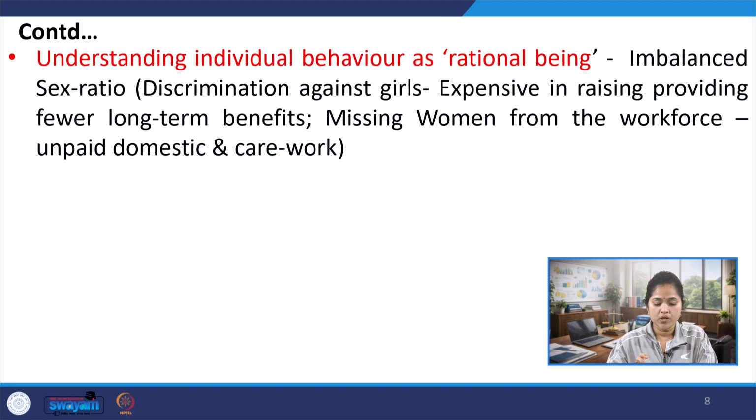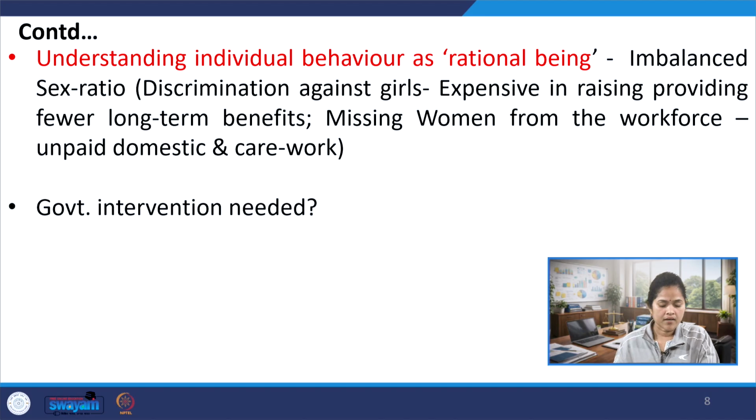Now when we find this particular behavior, that is individual behavior, by taking this decision the individual thinks that he or she is behaving rationally. The same thing is with missing women from the workforce: who is going to do the domestic work and the care work if women are going outside for formal or informal work, which is based on wage or salary? In this case, if you want to understand why at all we need public policy or why government intervention is needed, I think we need to understand individual behavior and also group behavior. Okay, so we are discussing individual behavior, and these are just some examples.